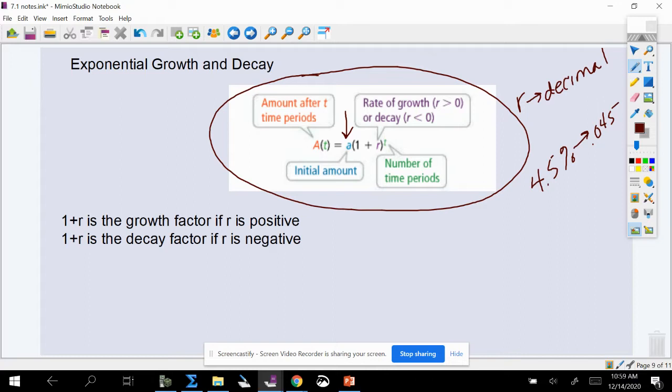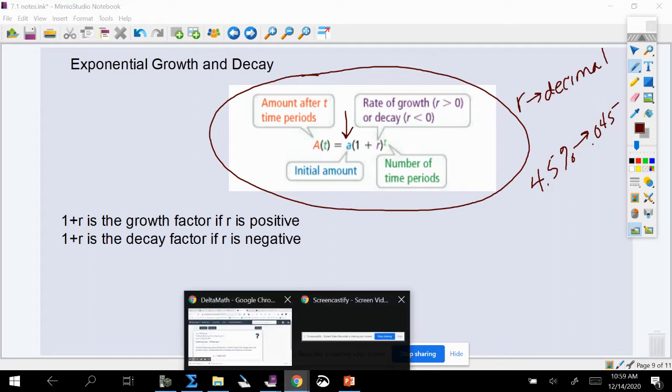And then finally, the exponent of your growth factor is going to be time. How much time has gone by? A lot of these problems work in years, but you can also work in hours or even down to minutes or seconds. So the first thing I want to make sure you're comfortable with is just identifying growth and decay and the factor and what's happening with this. So let me go to Delta Math to show you.